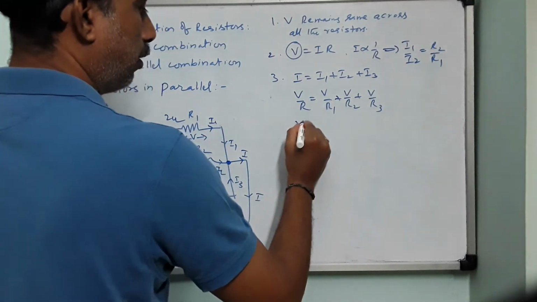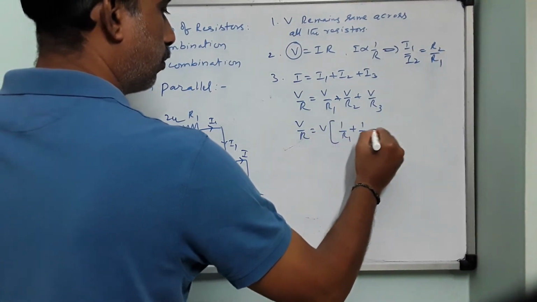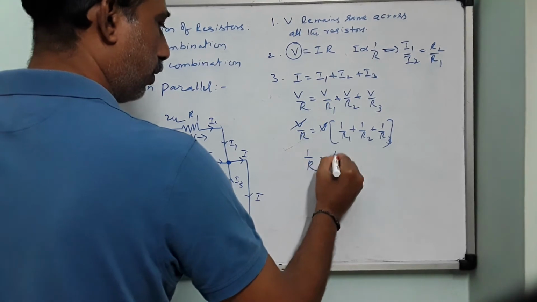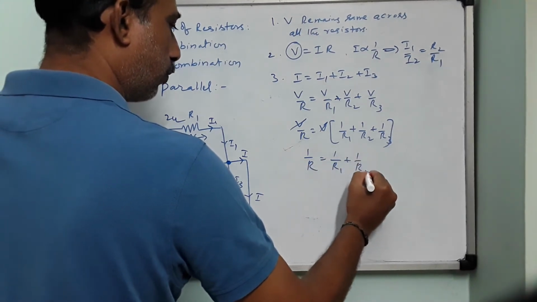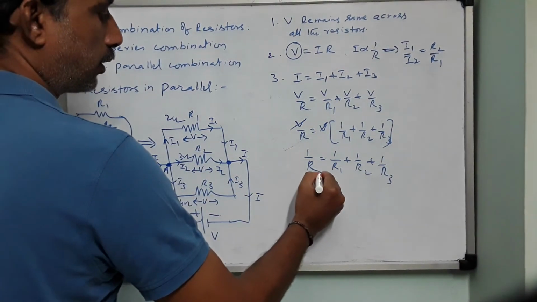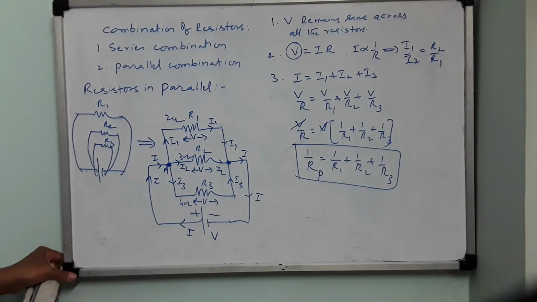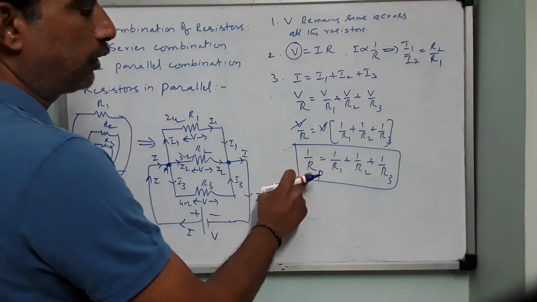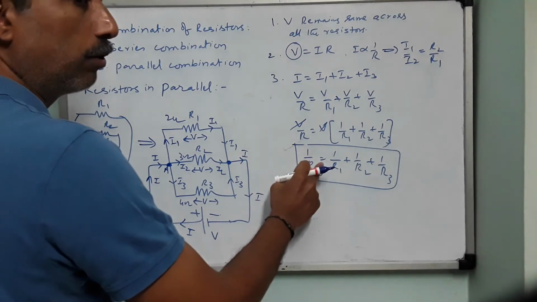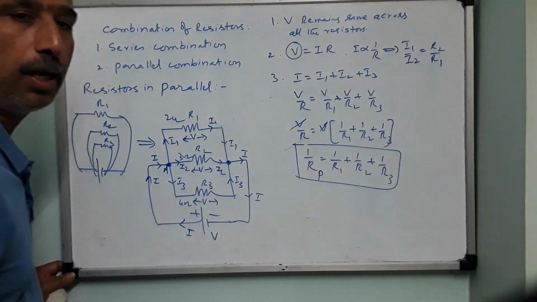Now you can see V is common here: V times 1 by R1 plus 1 by R2 plus 1 by R3. V gets cancelled. You will get 1 by R equals 1 by R1 plus 1 by R2 plus 1 by R3. As the resistors are connected in parallel, you can write it as RP. So 1 by RP equals 1 by R1 plus 1 by R2 plus 1 by R3. So the reciprocal of the effective resistance, the net resistance, the total resistance is equal to the sum of reciprocals of individual resistors.